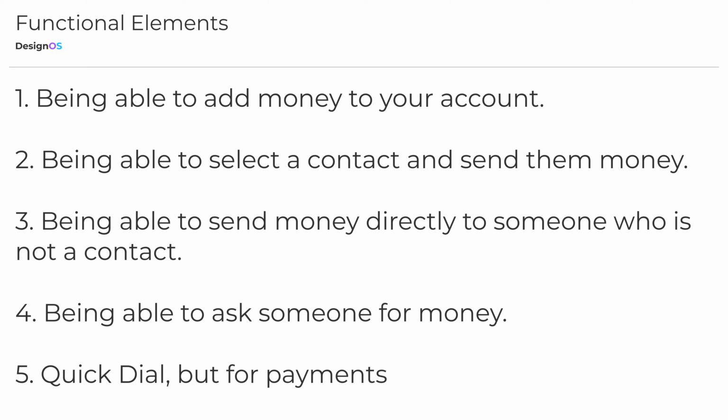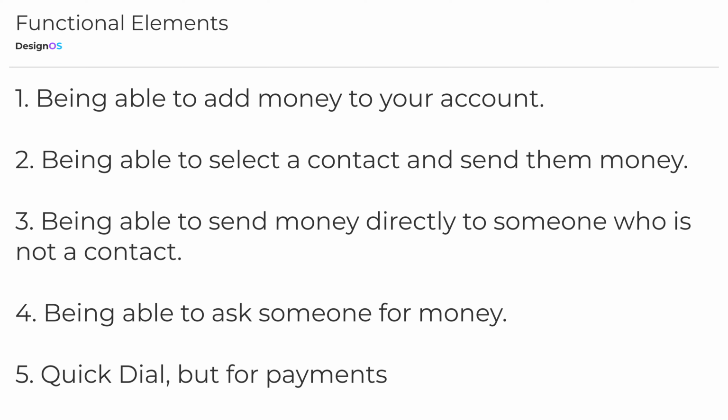The second functional element will be being able to select a contact and send them money. Again, you can derive this from the real world analogy where you want to give a certain person a certain amount of money. So being able to select that person is similar to selecting a contact, and then handing over them the money is like sending them the money.